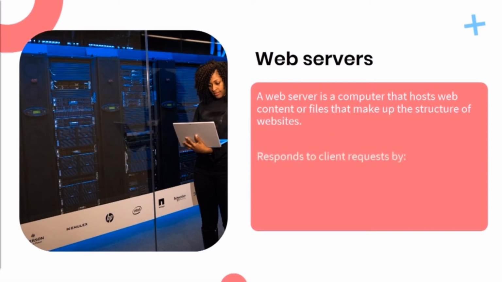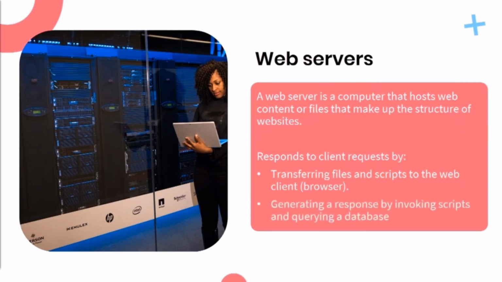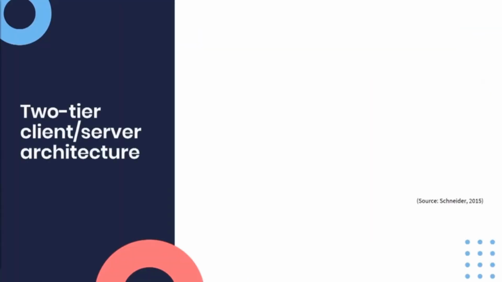But essentially, a server responds to client requests by transferring files and scripts from the web server to the web client, which is the browser like your Google Chrome or Firefox. By doing this, you generate the response by invoking scripts and sometimes querying a database. Now, yes, that can seem like a mouthful, so let's have a look at an architecture to grasp a better understanding. Let's start off by visiting the two-tier client architecture.